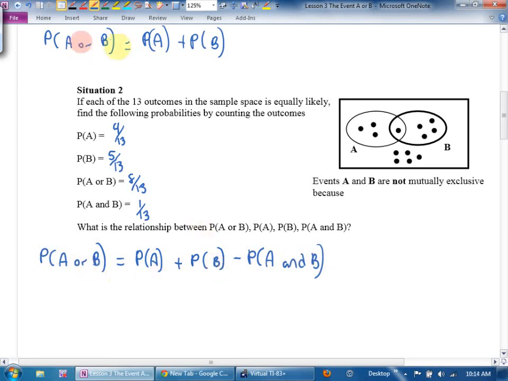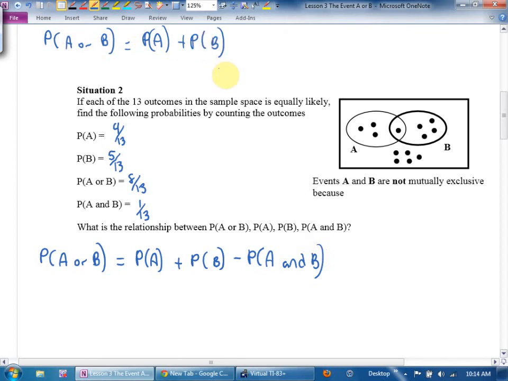This one here is actually the same equation. There is a minus the probability of A and B right there, but the reason it's invisible is, what is the probability of A and B from this previous example? Zero, and we don't write zeros if we don't need to. This is the general equation. This is the if you're mutually exclusive equation.